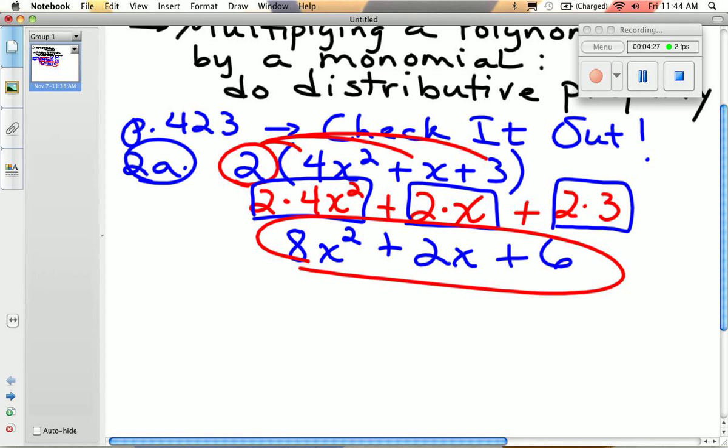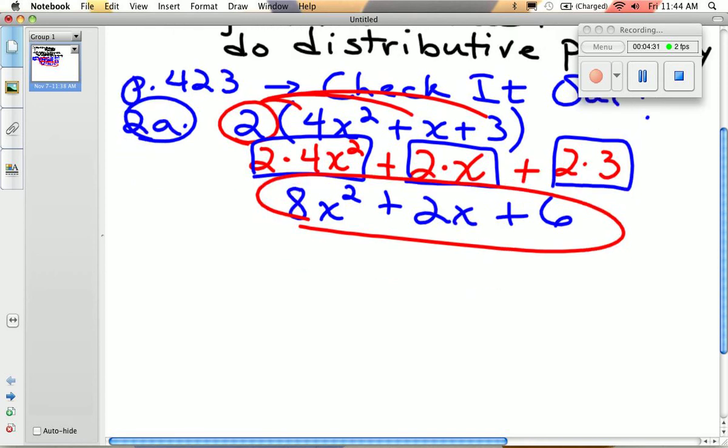When we show this, do we have to show 2 times 4x squared, like you did? If you can do the multiplying, you've done enough distributive property, you're successful, you can skip that step. It's okay. Here's the step we're not going to skip though. If there's subtraction, what are we going to do? Change it to add the opposite.